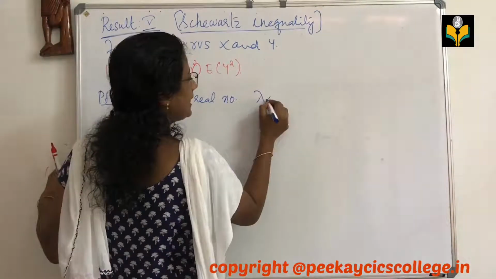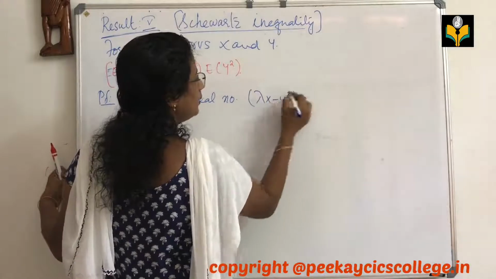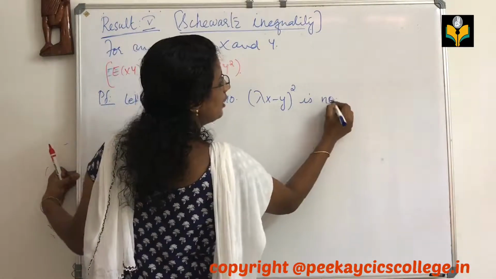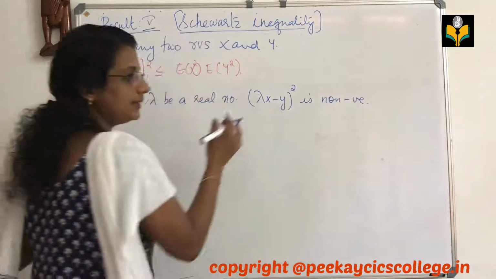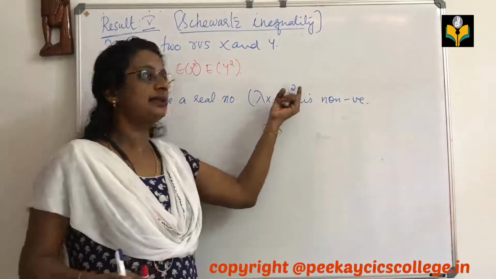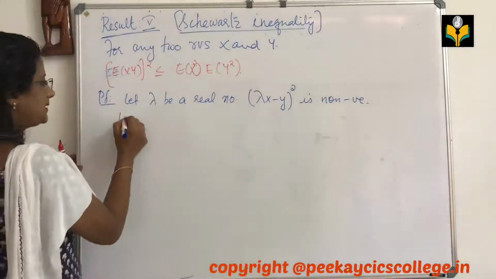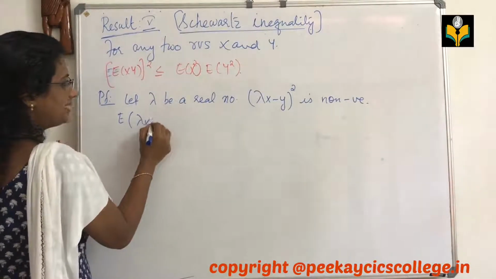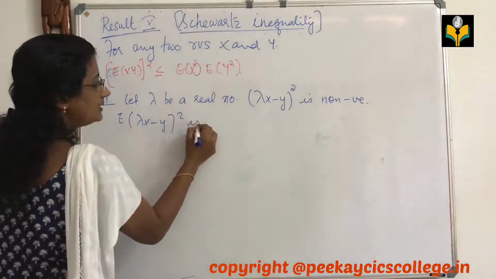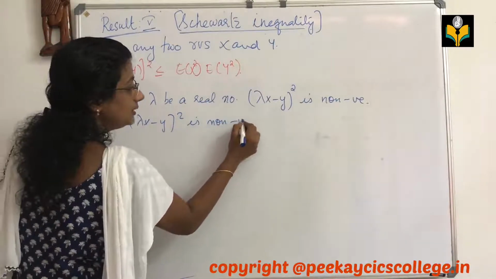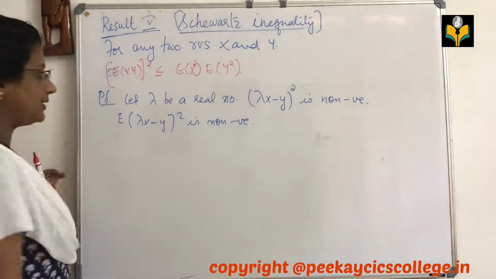അങ്ങനെയാണെങ്കിൽ lambda x minus y the whole square is non-negative. ഒരു റിയൽ നമ്പറിന്റെ സ്ക്വയർ always positive ആയിരിക്കും അല്ലേ? അങ്ങനെയാണെങ്കിൽ അതിന്റെ expectation എടുക്കുമ്പോൾ expectation of lambda x minus y the whole square is non-negative. അതും എന്തായിരിക്കും? Non-negative ആയിരിക്കും.